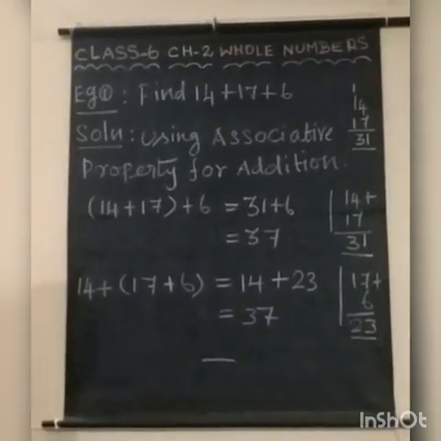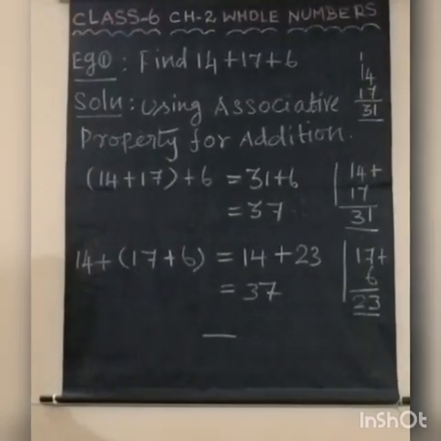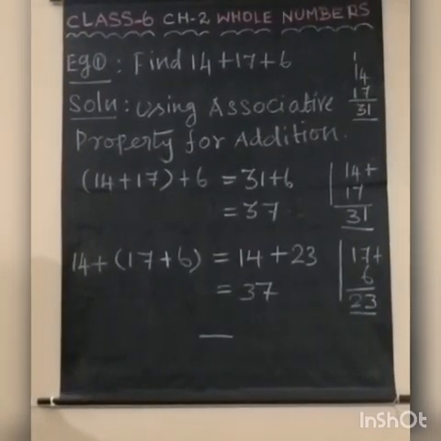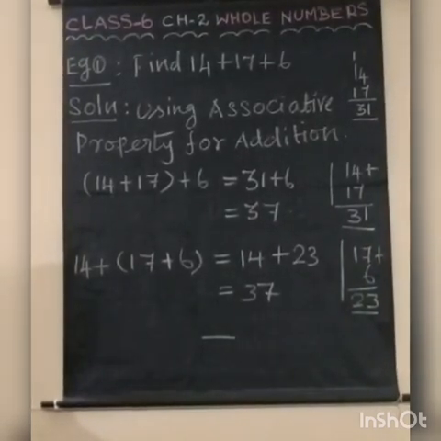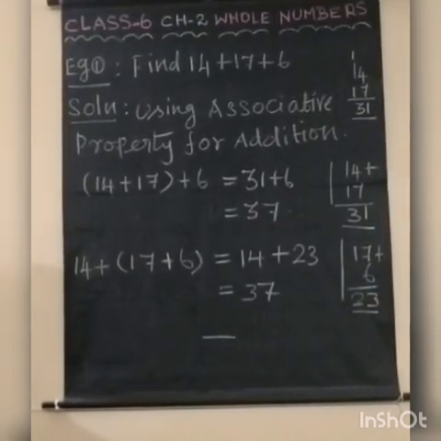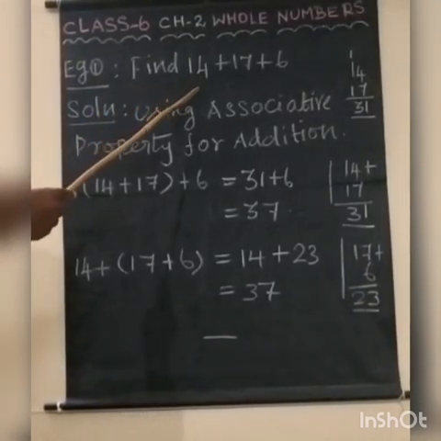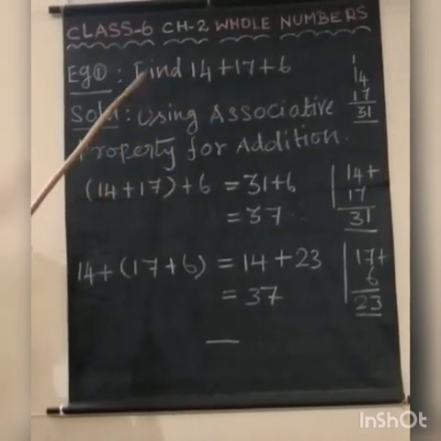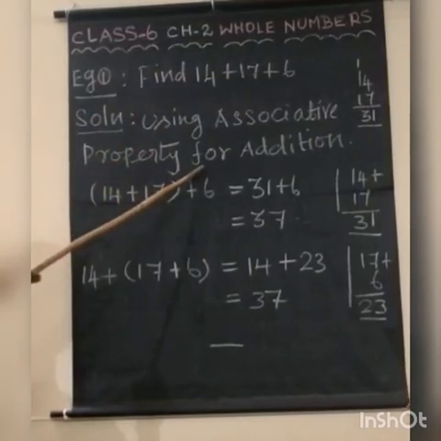Dear students, in the previous class we have studied about properties of whole numbers. Using these properties, today we will do some problems. First, an example problem: find 14 plus 17 plus 6. Here we are using the associative property for addition.